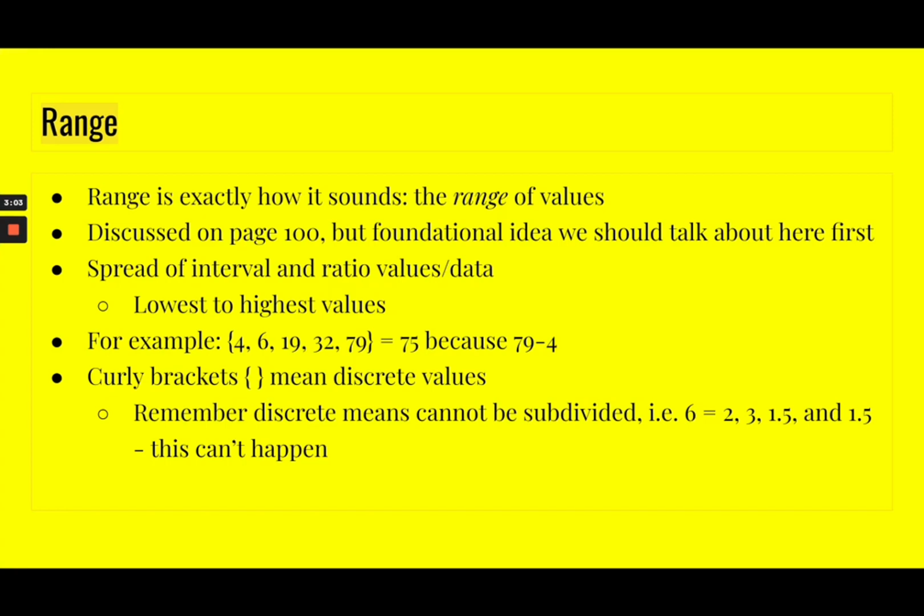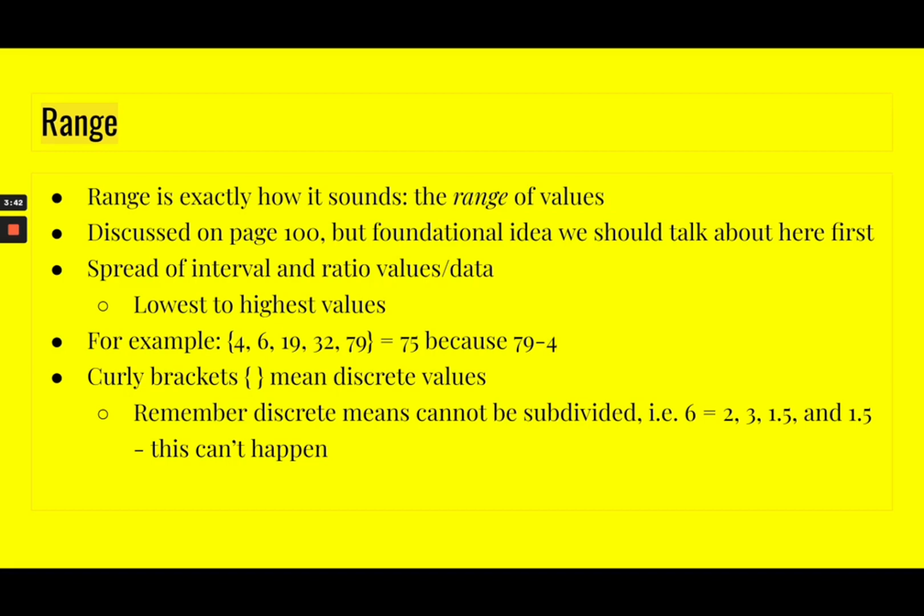In chapter 4 on page 100, it talks about range. It's a little bit of a jump ahead, but I think it's important that we talk briefly about what range is. The range is basically just that: the range of values. It's the distance between your lowest and highest value. So if you had points 4, 6, 19, 32, 79, your range would be 75, because 79 minus 4. 79 is your highest value, 4 is your lowest value.